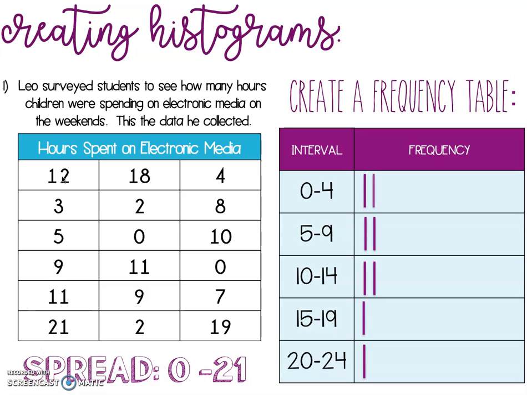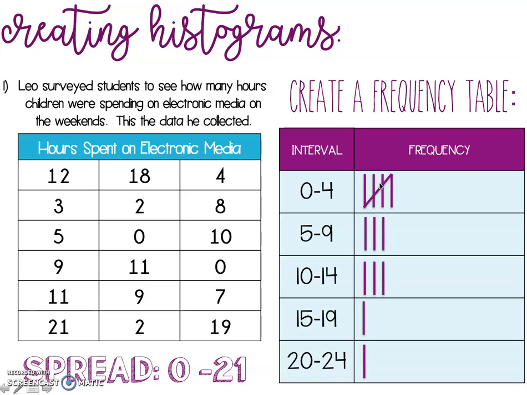2 is our 0 to 4. 0, also 0 to 4. 11 goes in our 10 to 14 interval. 9 goes into our 5 to 9. 2 is our 0 to 4. Then I'm going to go back up to the top here. 4 goes into our 0 to 4, but I already have 4 tally marks there, so remember, it makes a bundle. That's our 5th one. So now we have 5 over here.